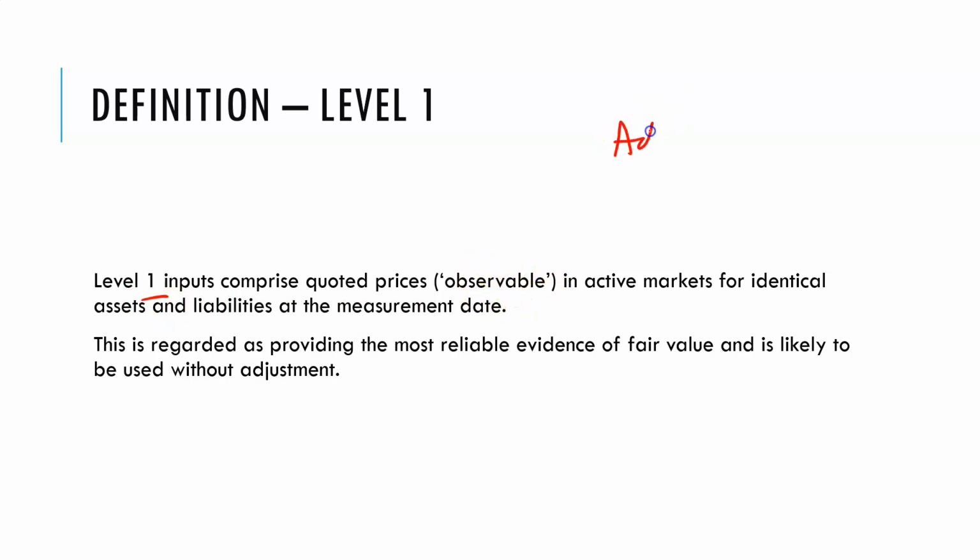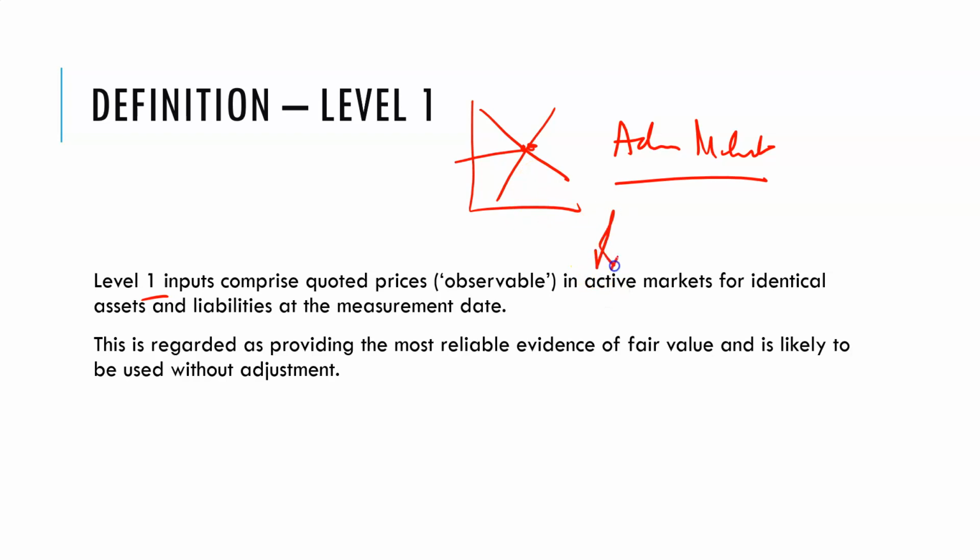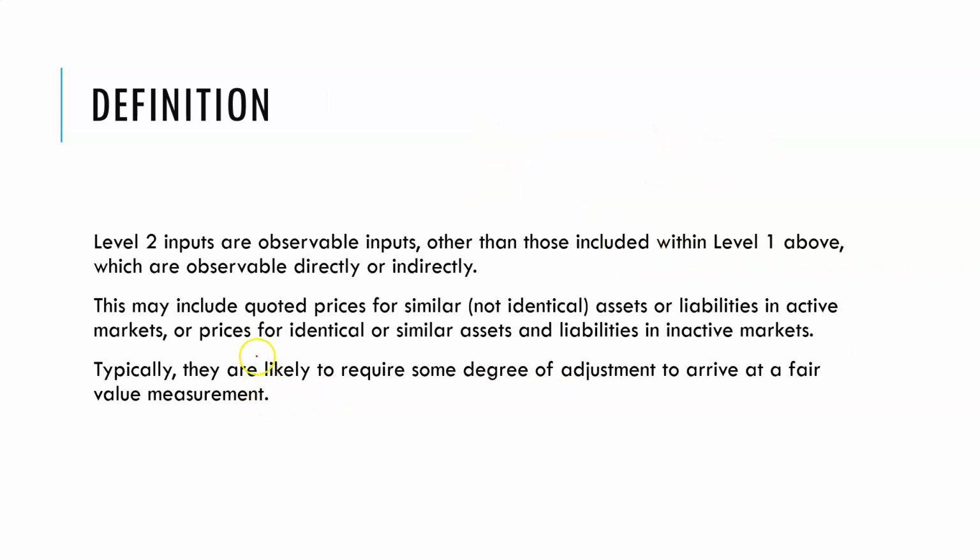It says, go in, you have an active market, people are trading in this market, there are lots of market participants, lots of buyers and sellers in there. You can be sure that the equilibrium price you arrive at is a fair value for that product, because there are substitutes of the same product, and so you are almost a price taker when it comes to level 1. So this is the best price, you would imagine, right? So this is providing the most reliable evidence of fair value, and it's likely to be used without adjustment.